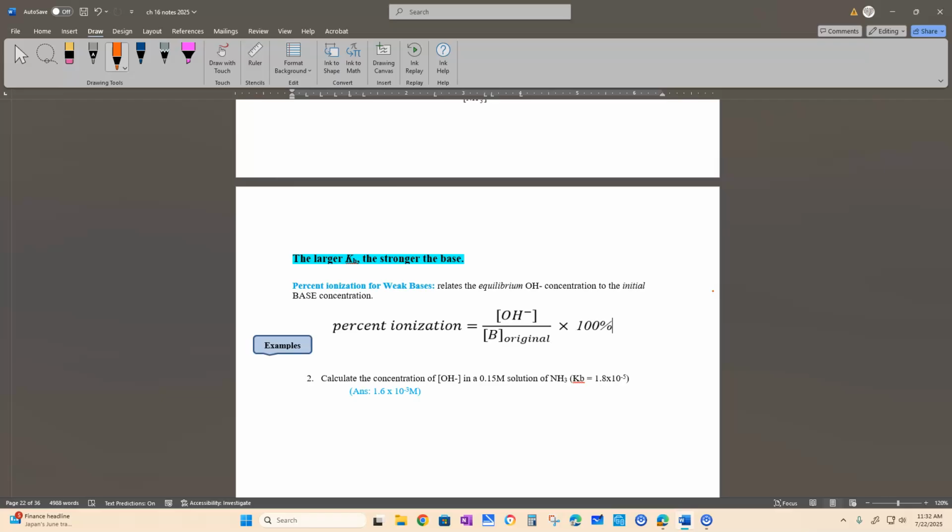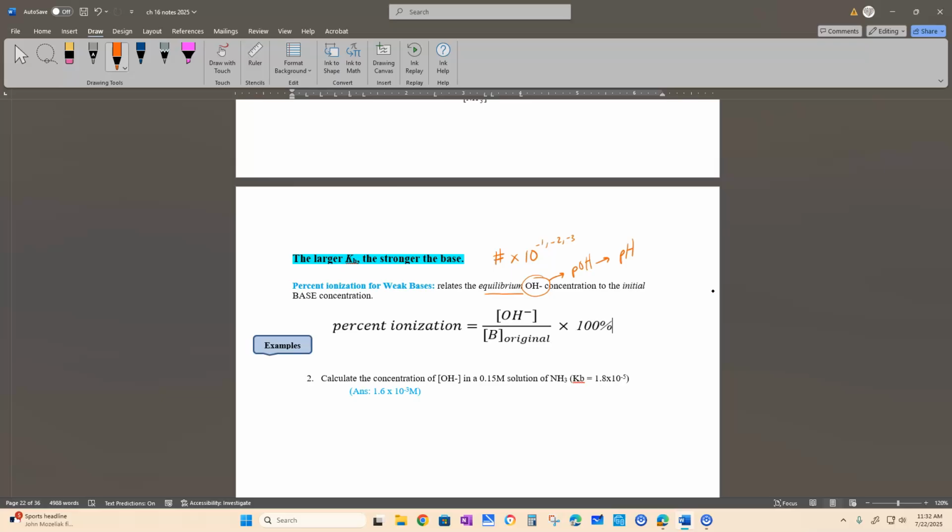The larger the Kb, the stronger the base. When you're looking at factors for your Kb, in our chart for Kbs, there's really not that many Kb values. You're looking at 10 to the negative 1, negative 2, negative 3. Those are very, very strong weak bases. Remember, this is only for weak bases. So percent ionization for weak bases relates to the equilibrium OH. From OH we can get to pOH, and then we can subtract from 14 to get to pH, whichever way AP wants us to go.